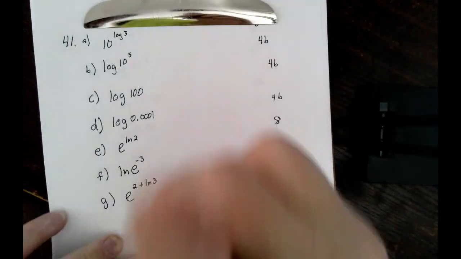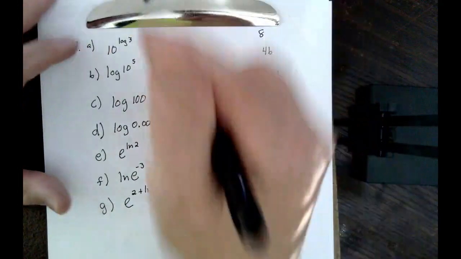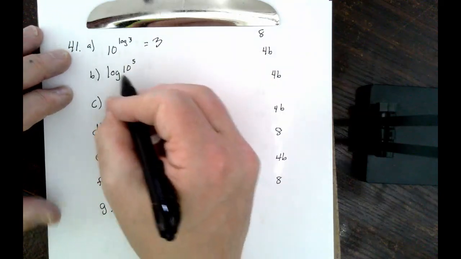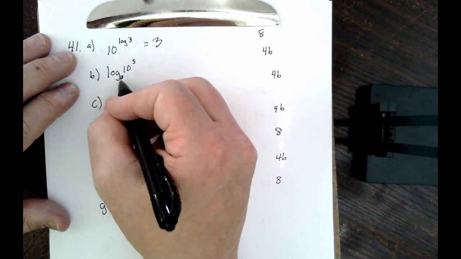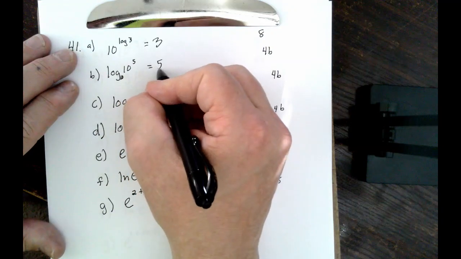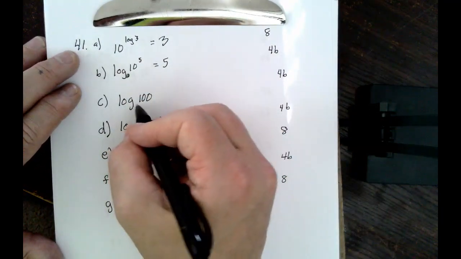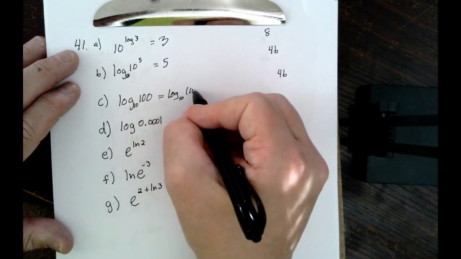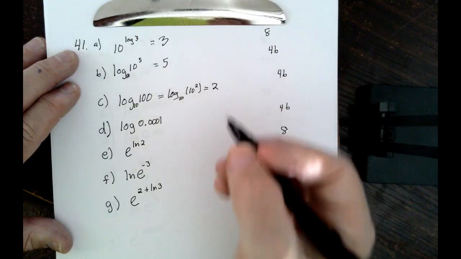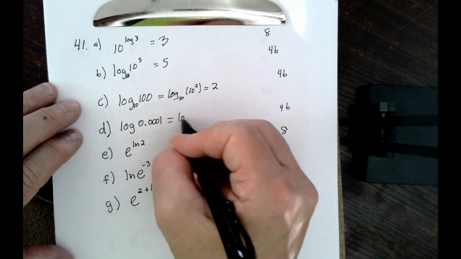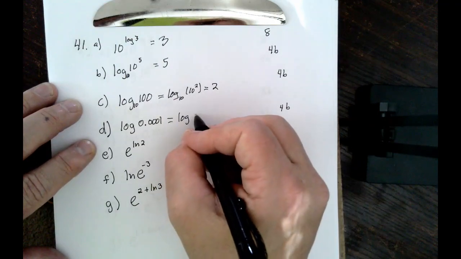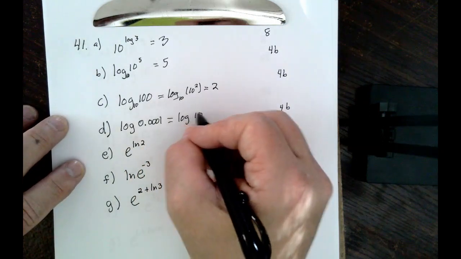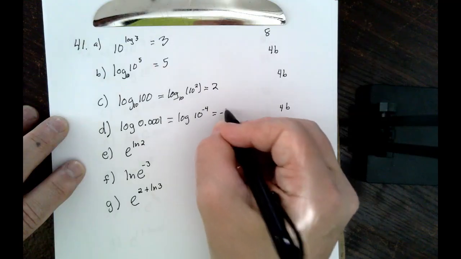Okay, 41. That's rule 8. 10 raised to the log base 10 of 3 is just 3. Log, remember there's no base there, so it's base 10 of 10 to the 5th, which is just the exponent 5 by rule 4b. Again, this is base 10, so you can write that as log base 10 of 10 squared. That's what 100 is. So your answer is just 2. And this one, you don't have to write the 10, but you can write this number in exponential form, and it's really 10 to the negative 4, so your answer is just negative 4.